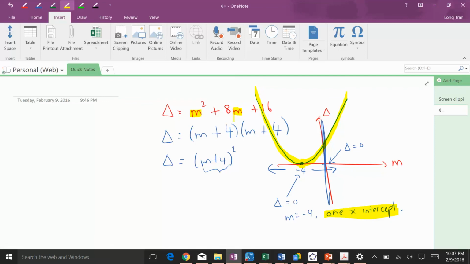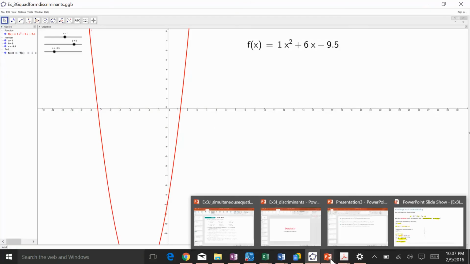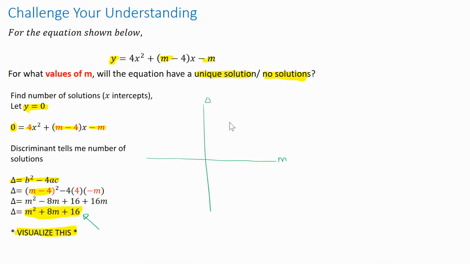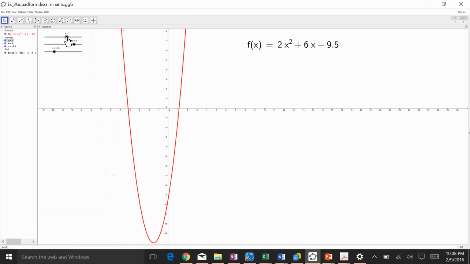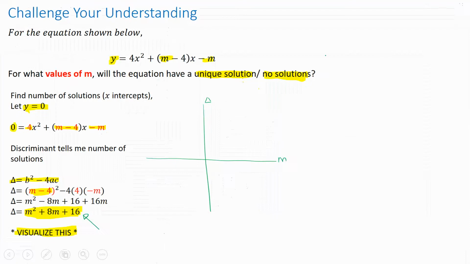Let me show that to you. I want to create an equation on GeoGebra. I'm going to change this to, what was the equation again? I forgot. It was 4x squared, so I'm going to change this to 4. 1, 2, 3, 4. There we go. 4x squared, yeah? But we want it to be m minus 4 times x and minus m.